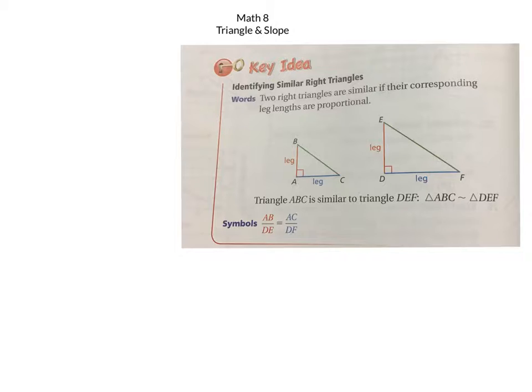So let's look at these. We have two right triangles. This leg is similar to this leg, so they colored it the same color. This leg is similar to this leg. And this leg is similar to this leg. What that means is if I were to write each one of these as a fraction, they would all reduce to the same number. Does that make sense?